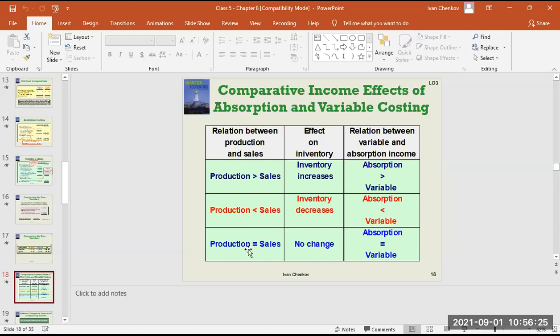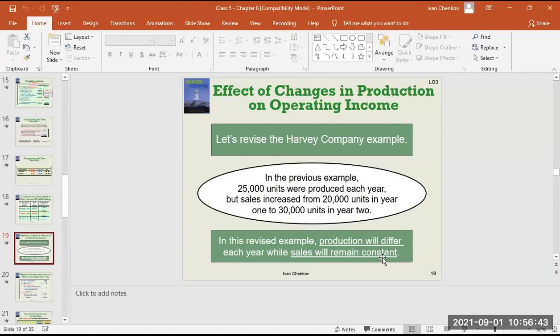And if we're producing whatever we sell, there will be no change in the inventory. That means there will be no difference between the absorption and variable. So that's the only way that we have no difference between absorption and variable, when we're producing exactly how much we sell, or we're selling what we produce.